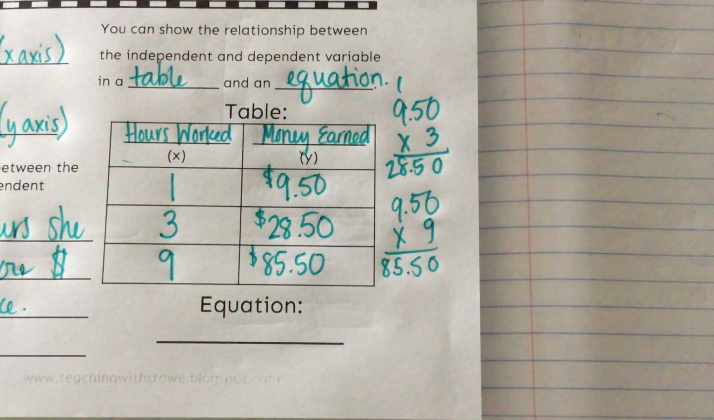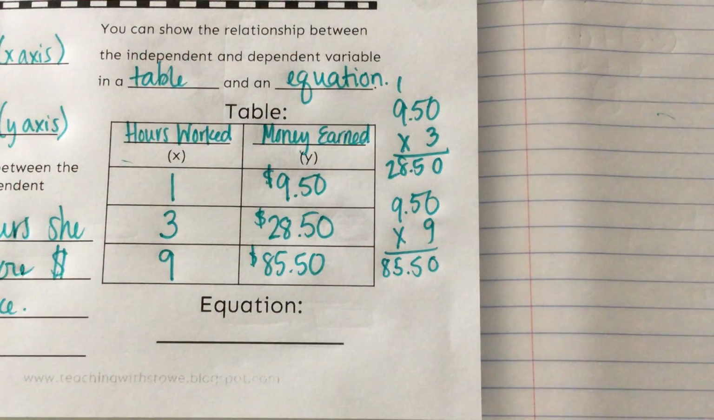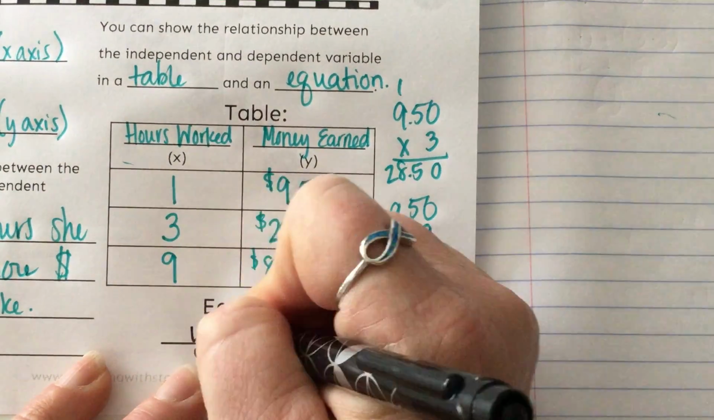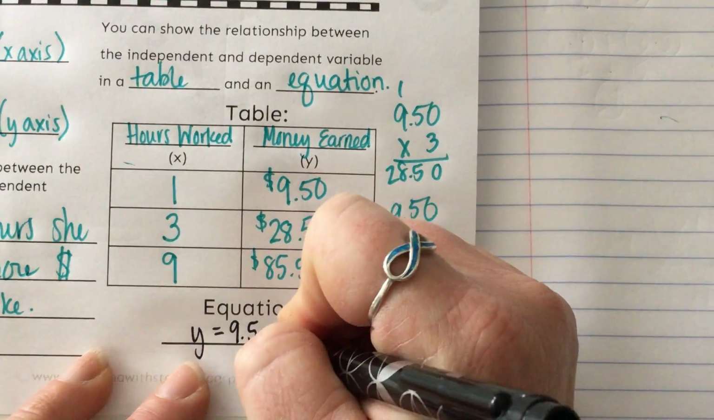Bailey? Ratios. Yes. This is a ratio table. That's all it is. Because remember, when you're doing ratio tables, you're essentially finding equivalent ratios. Whatever you do to the one side, you have to do to the other side. So originally, going back to what Noah said, you have to do 9.50 times x to give you y. So our equation to wrap up this table scenario is y equals 9.5x.